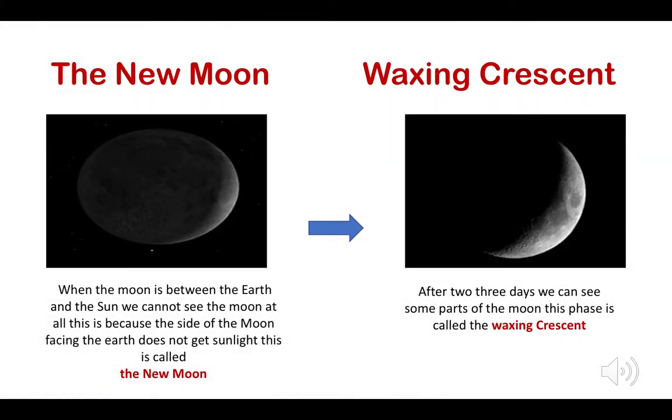Here I am going to explain the phases of the moon. When the moon is between the Earth and the sun, we cannot see the moon at all. This is because the side of the moon facing the Earth does not get sunlight. This is called the new moon. After 2-3 days we can see some parts of the moon. This phase is called the waxing crescent. Here I must explain to you the term waxing. As the moon is gaining light, that is, expanding in illumination, we use the term waxing.